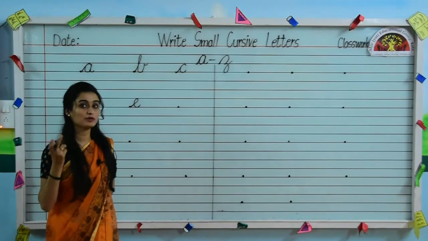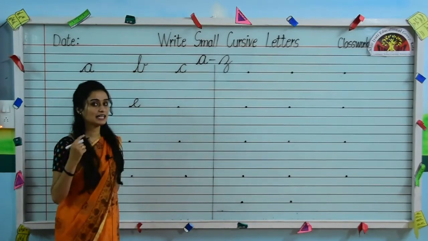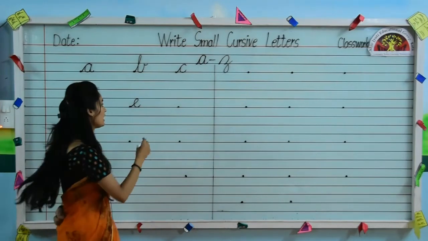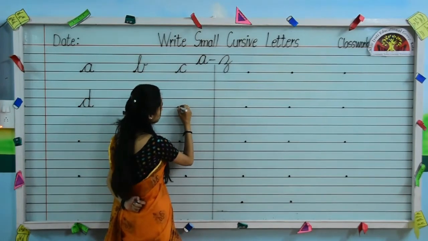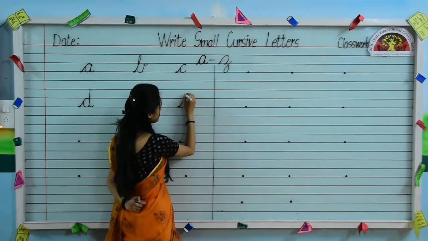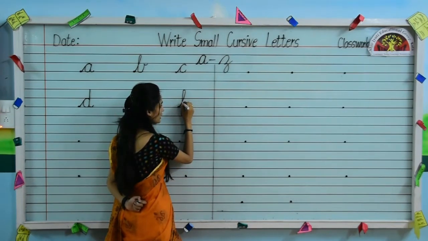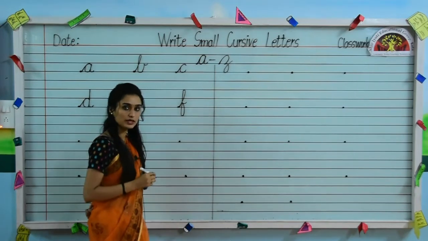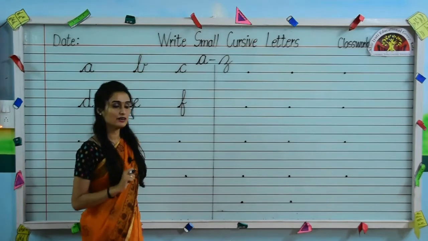Now think and tell me fast what comes after E. After E the next letter is F. Put your pencil on the third line and slanting line up. Make a loop, come down straight till the fourth line. Then a curve, touch the midpoint and out like this. Okay kids, this way you have to write your small cursive letter F.